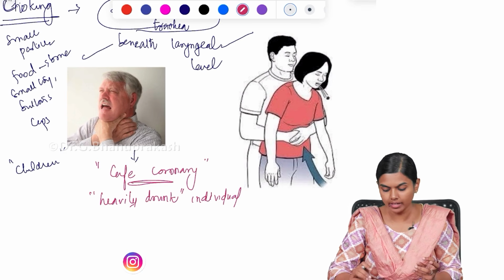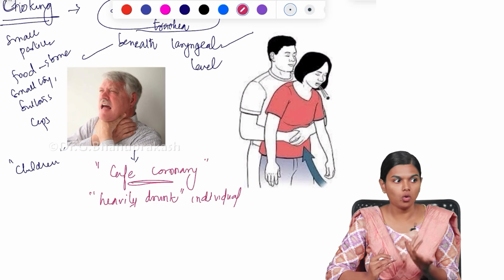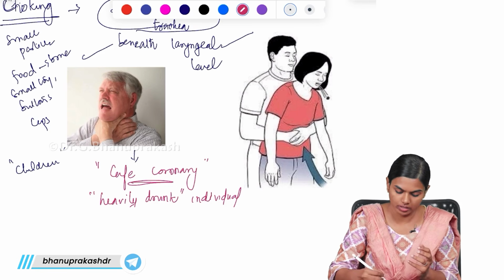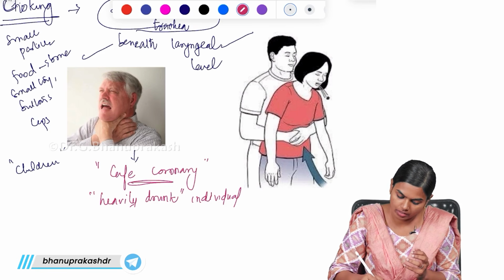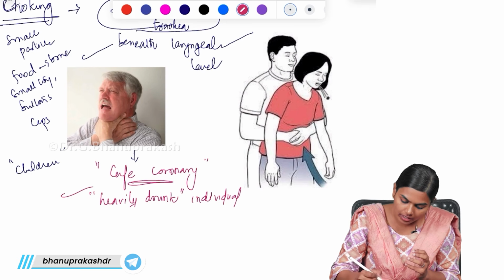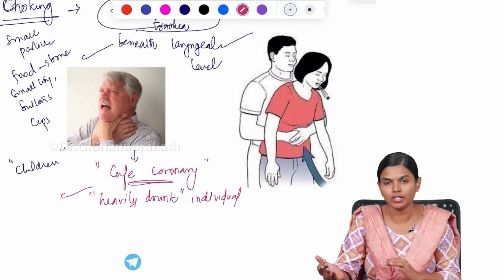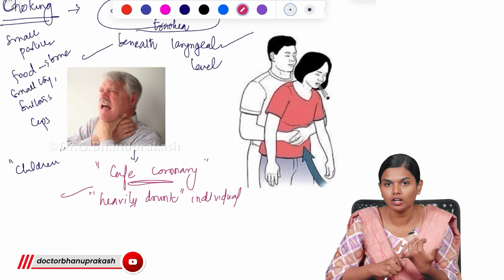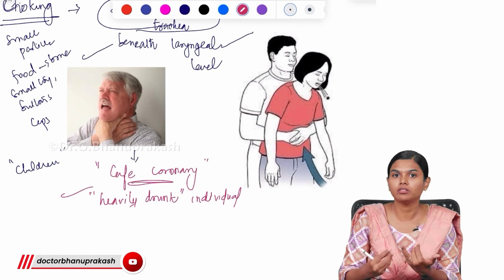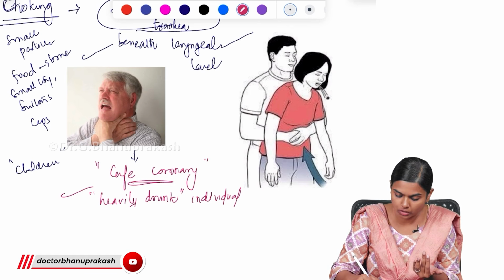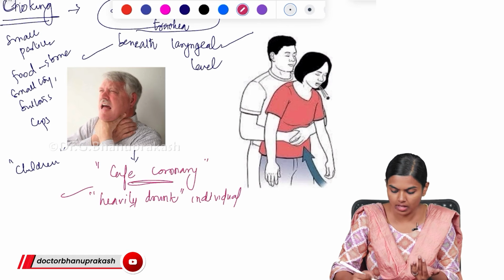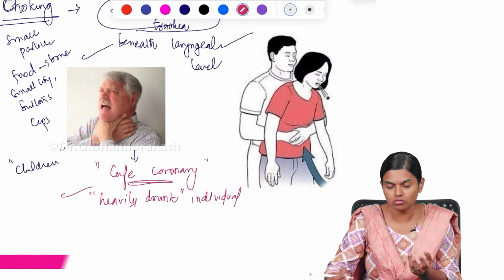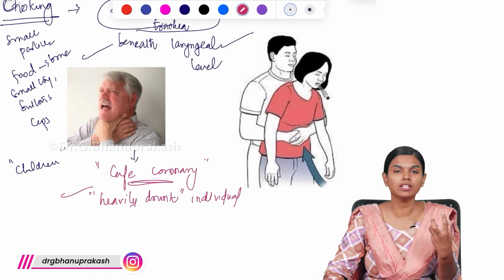So they will be heavily drunk and they will have food, and sometimes a bolus of food. These words, bolus of food, heavily drunk patron, heavily drunk individual, are all very typical of cafe coronary. They will have this bolus of food, and it will go and obstruct. Once it obstructs, all of a sudden they will gasp and they will die.